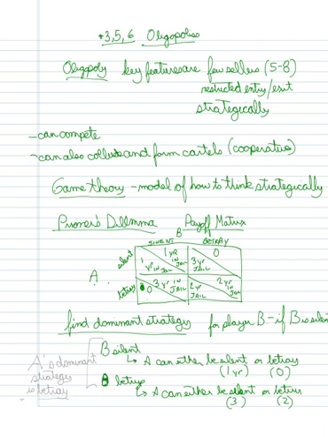So A's dominant strategy is betray. Betray is always the best thing for them to do, no matter what B decides to do, silent or betray, A always betrays. Now let's try to find player B's dominant strategy.